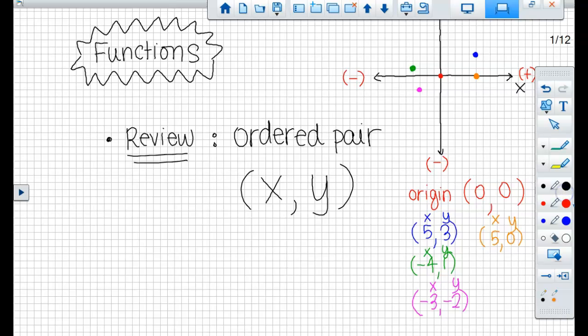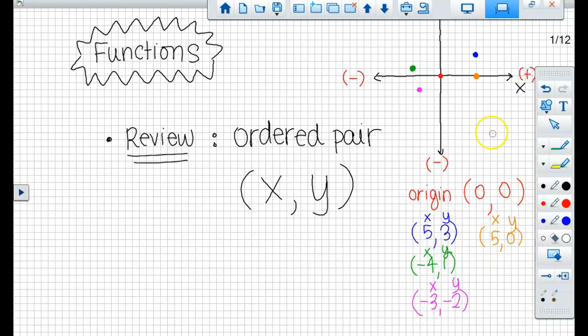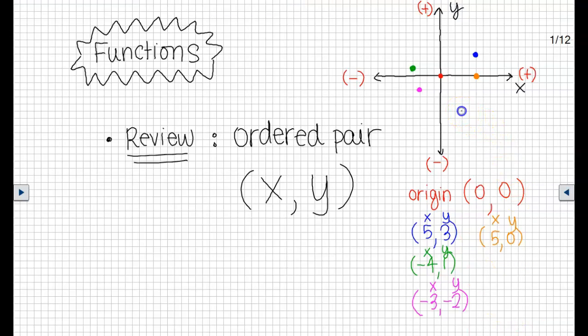Now, let's do one last thing with this before we move on. This is all review, so this is stuff you already know. I'm out of colors here that will really work, so I'm going to use that ugly brown color. So there's my point for that.